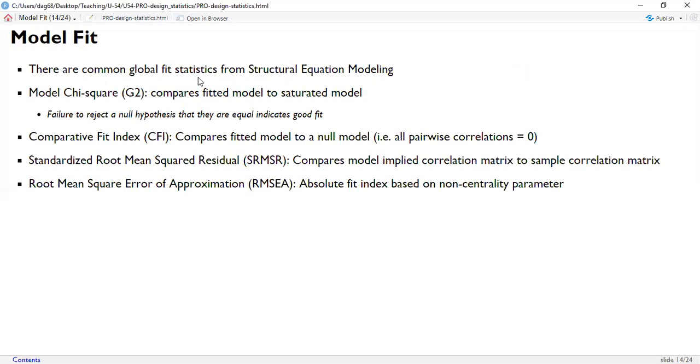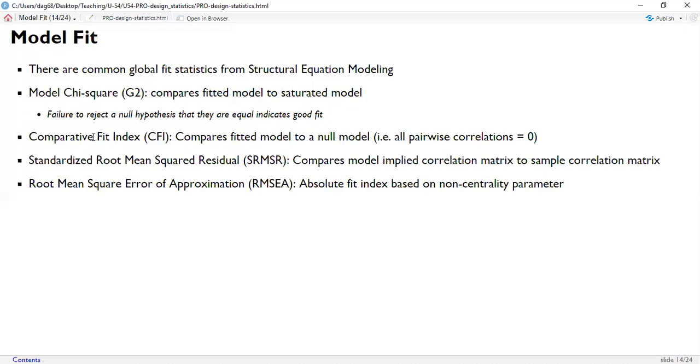And there are some common global fit statistics that are from structural equation modeling, and confirmatory factor analysis is one type of SEM model. One is just the model chi-square statistic, or G2. That's a likelihood ratio statistic. There's also a Pearson version of this. That compares your fitted model to a saturated model. And so if you fail to reject a null hypothesis that they're equal, then you're suggesting that the fitted model is equal to a saturated model, and that would be a good thing. So that indicates good fit.